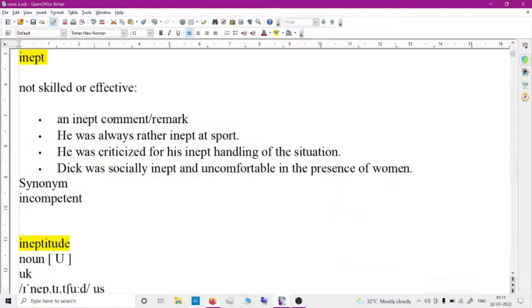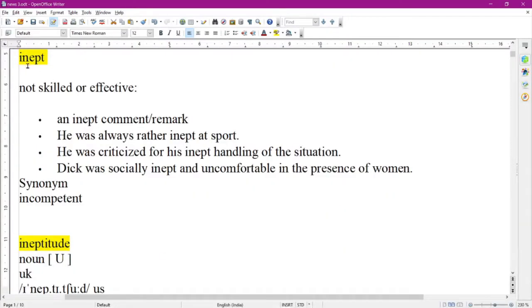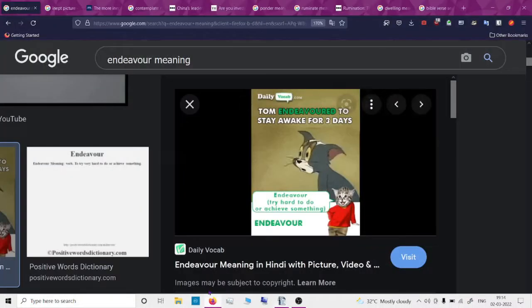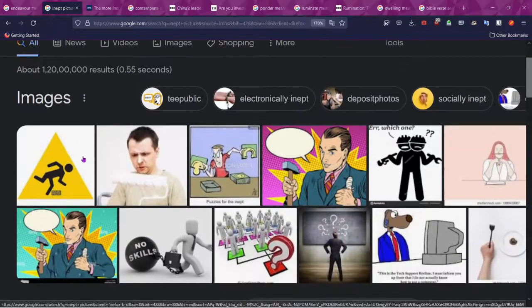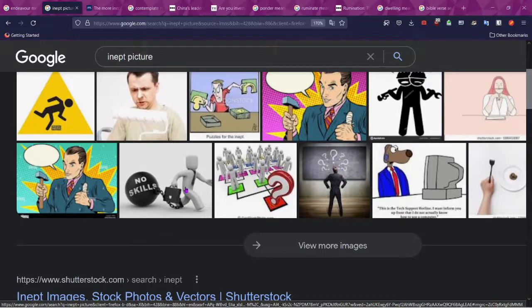Okay. So the next word is inept. Inept means unskillful. Its synonym is incompetent. Unskillful, or inept. So this is the pronunciation. Let's look at the pronunciation: inept. And these are the pictures which show unskillful, no skills. So that is known as inept.